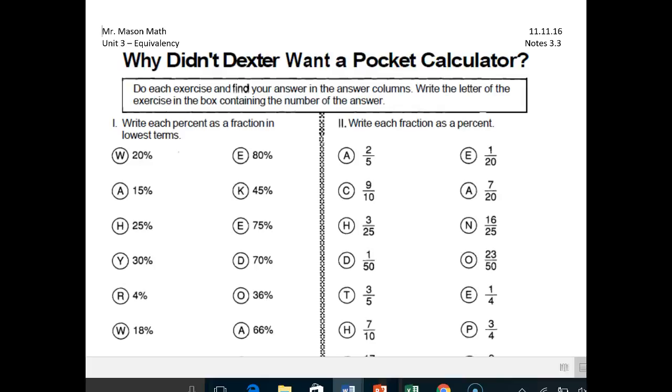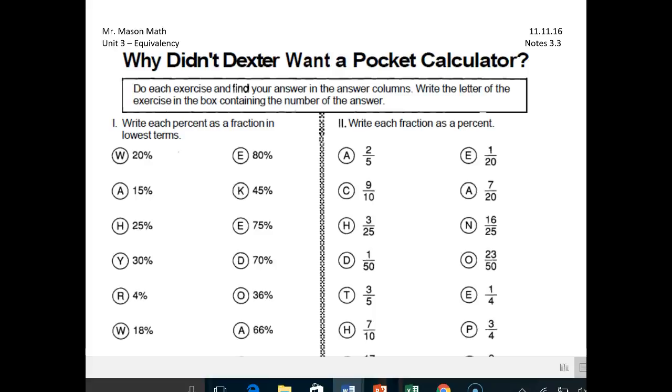Welcome to Puzzle Day. We're going to try and use these couple of riddles to help us with our learning of equivalency. Remember, I can write a number in 3 different ways: as a percent, as a decimal, as a fraction, and they all mean the same thing. That's why math is such a wonderful universal language.